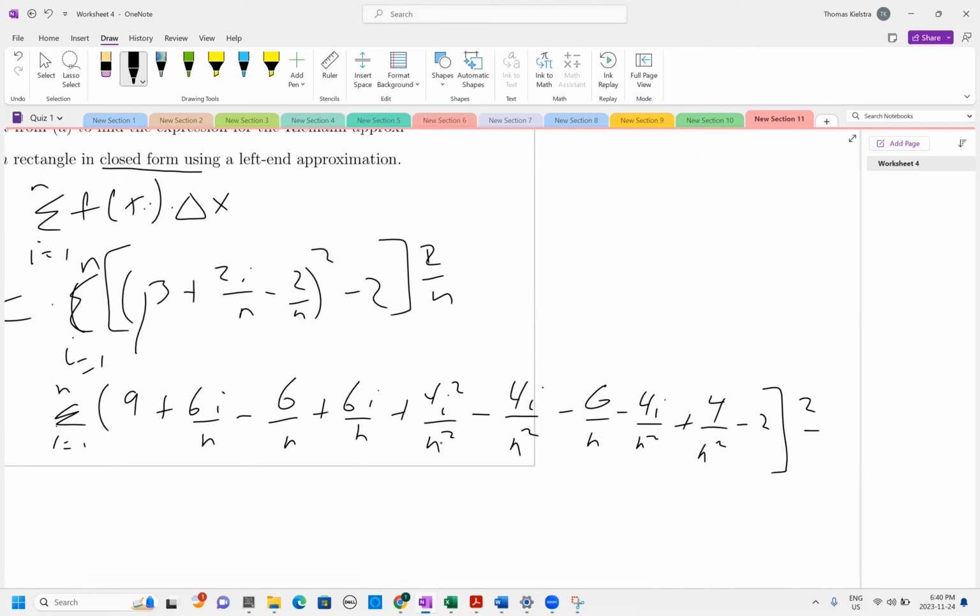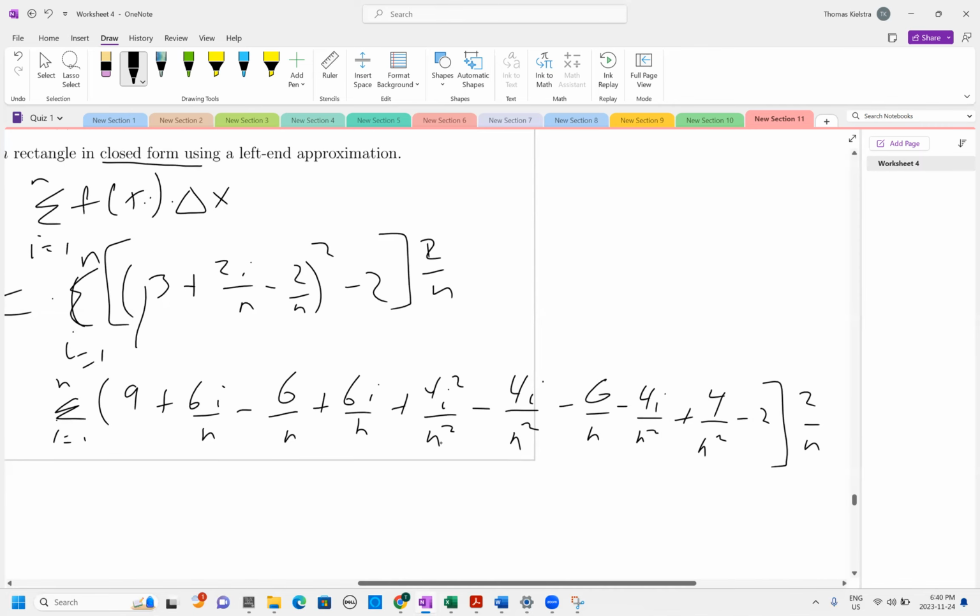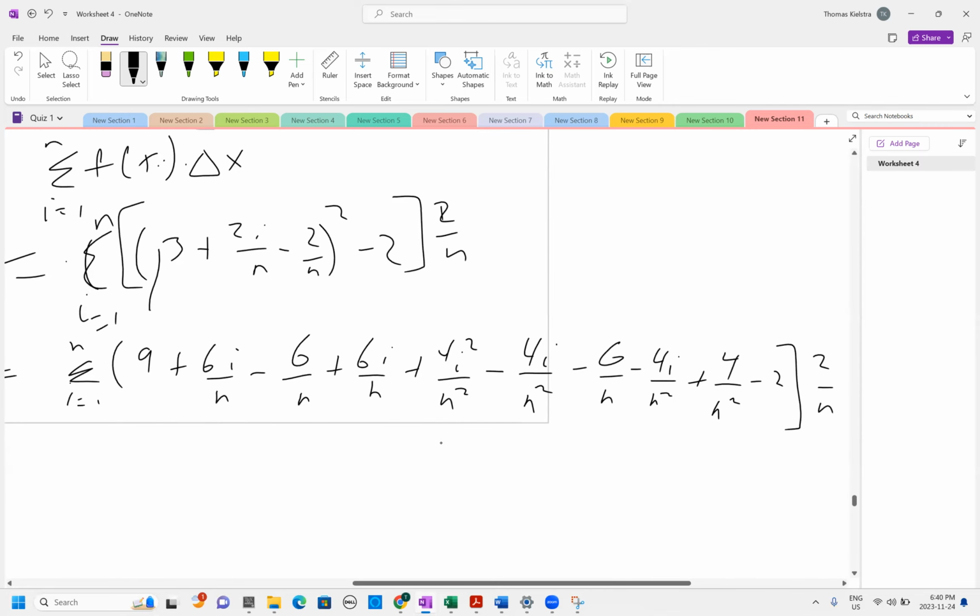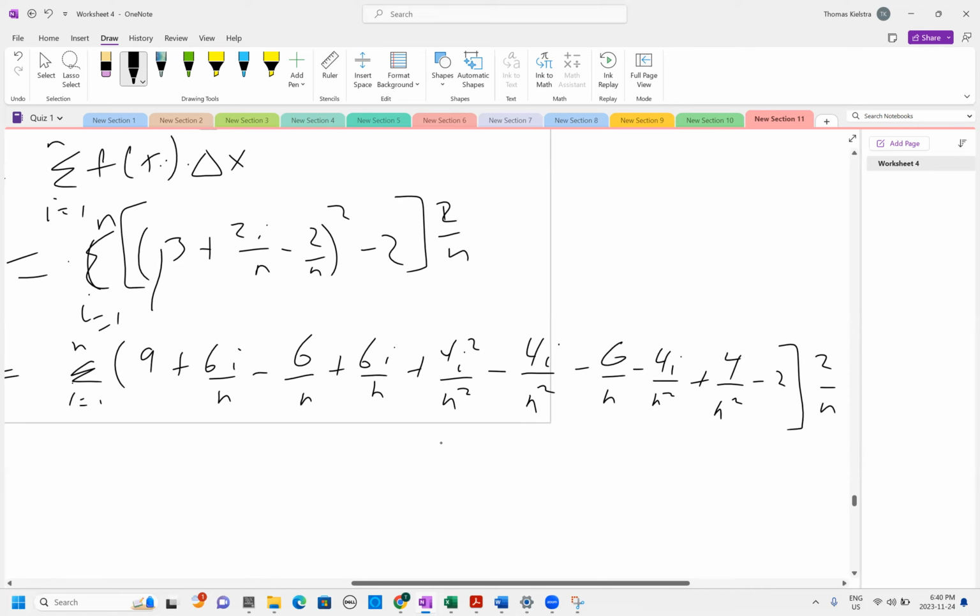2 over n. Now this might seem pretty ugly, but what we're going to do is collect them by the powers of i. So Rn equals the sum of i equals 1 to n. Now anything that has i squared we're going to collect first.